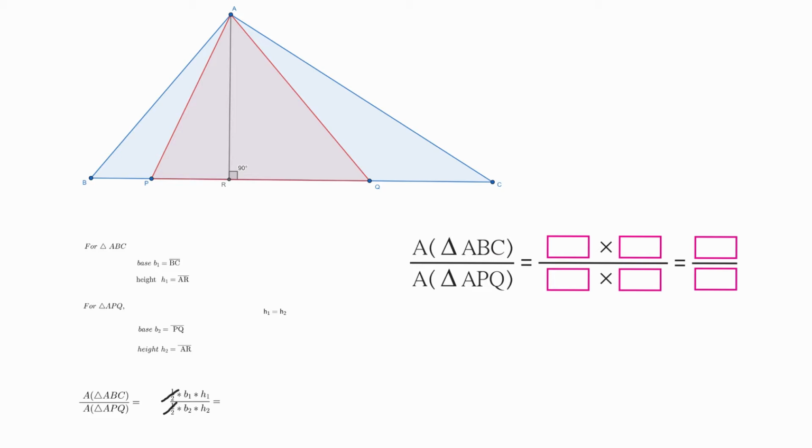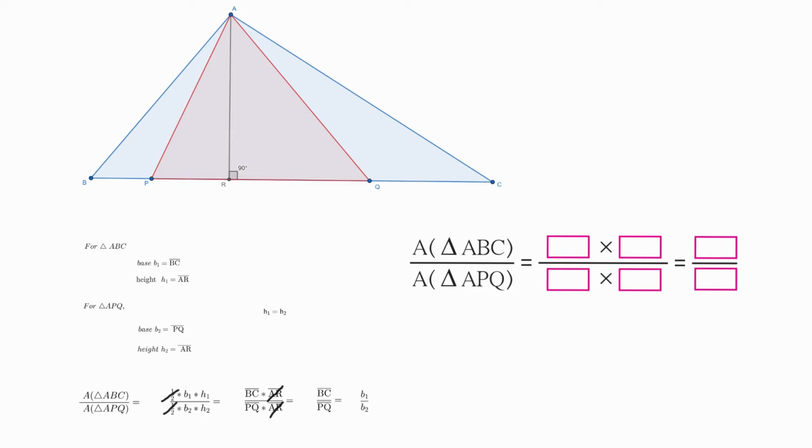Now this is equal to its actual segments. What I did is I converted the names into actual segment names. Because H1 is equal to H2, so I can easily cut segment AR out. And this is what I'm doing now. There you go. So now what is remaining? BC upon PQ is now remaining. And this is equal to B1 upon B2.